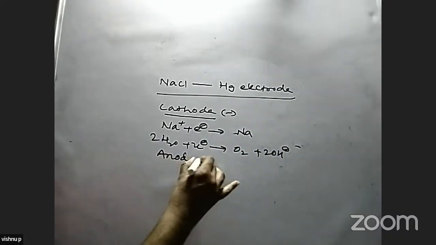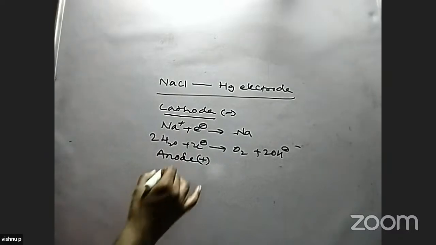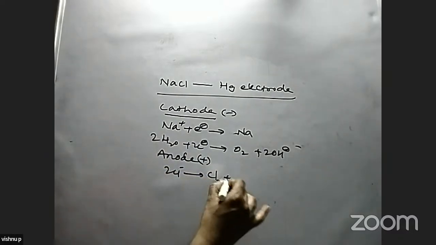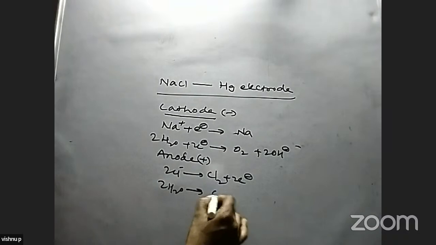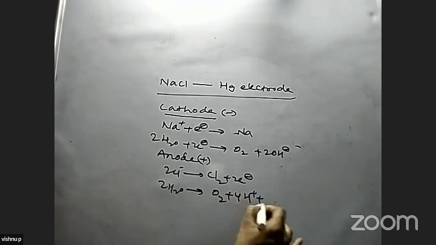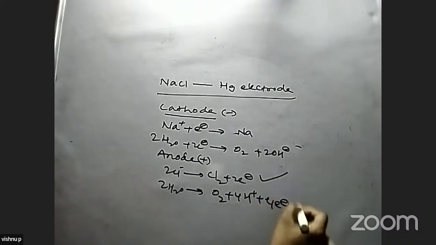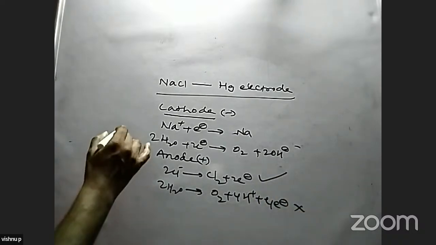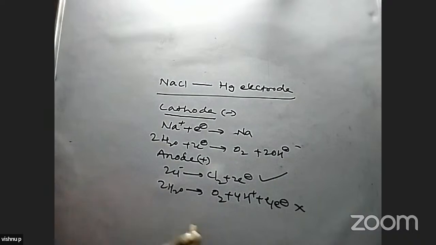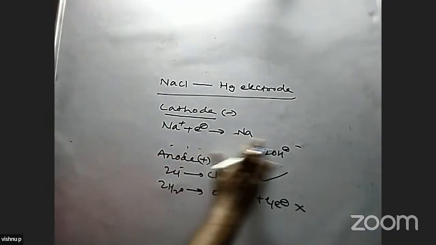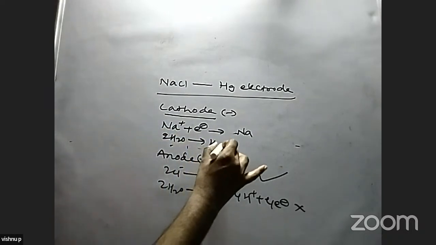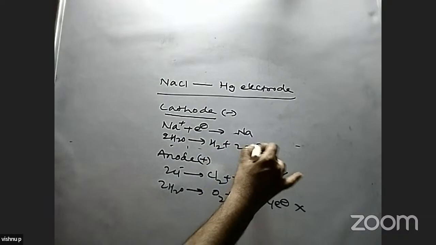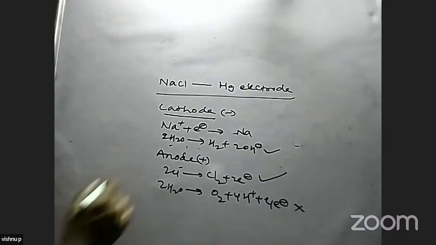At the anode, that is positive, Cl minus gives Cl2 plus 2 electrons. And H2O, what is the compound here? That is O2 plus 4H plus plus 4 electrons. In case of the anode, this is possible. In case of the cathode, which gas is evolved here? Hydrogen gas is evolved here. 2H2O gives H2 plus 2OH minus. This is evolved at the cathode, this is evolved at the anode.